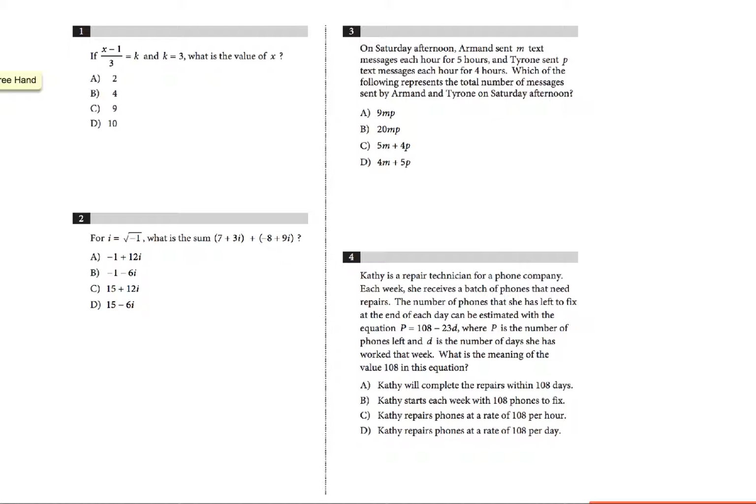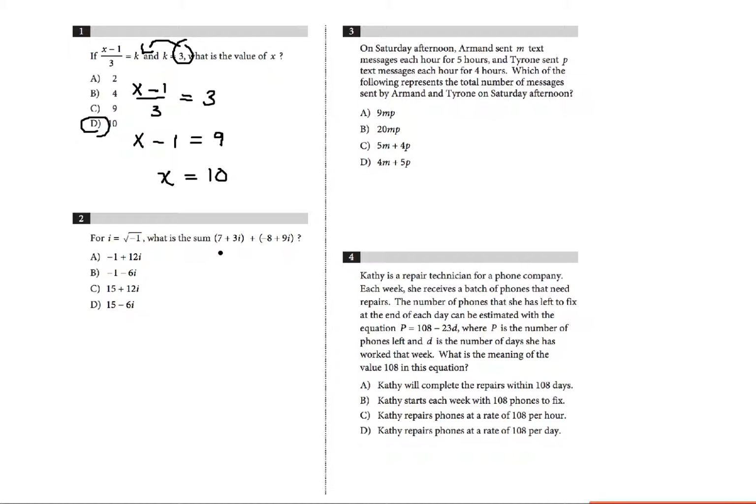What you're going to do is take your 3, k equals 3, put it in for k. So you get x minus 1 over 3 equals k equals 3. Cross multiply, you get x minus 1 equals 9. Add 1 to both sides, and you get the answer of x equals 10. So it's B.